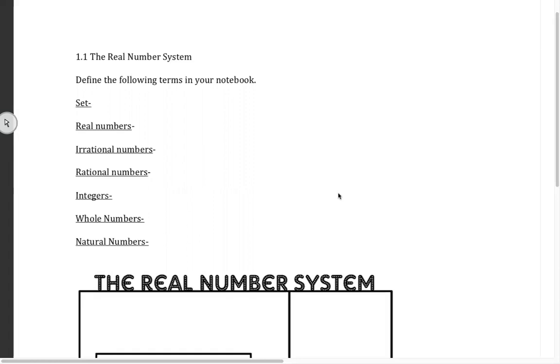Well, a set is a collection of numbers. If you don't like the word collection, you can write a group of numbers. It's just a group of numbers. Now, let's start at the bottom and let's get to the top, kind of like Drake's song. Start from the bottom, now we're here. So let's start from the bottom.